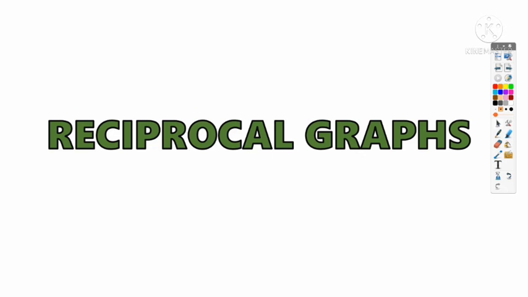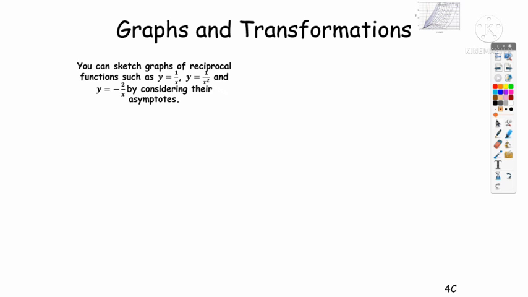So reciprocal graphs are things that take the form y equals 1 over x. Now 1 over x, from your index laws, you can write as x to the minus 1. So it's looking at those shapes of graphs. You can sketch graphs of reciprocal functions such as y equals 1 over x, y equals 1 over x squared, and y equals minus 2 over x by considering their asymptotes.